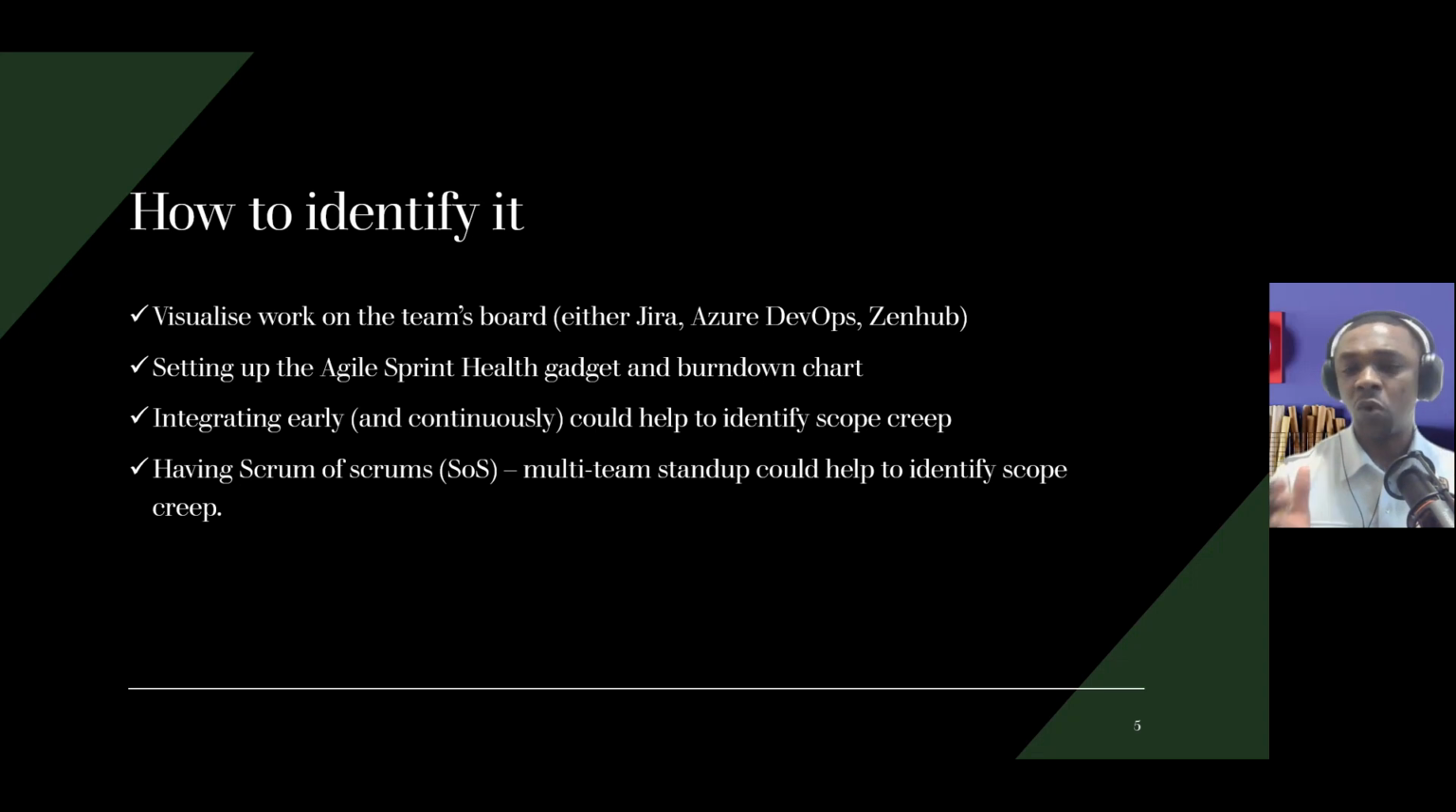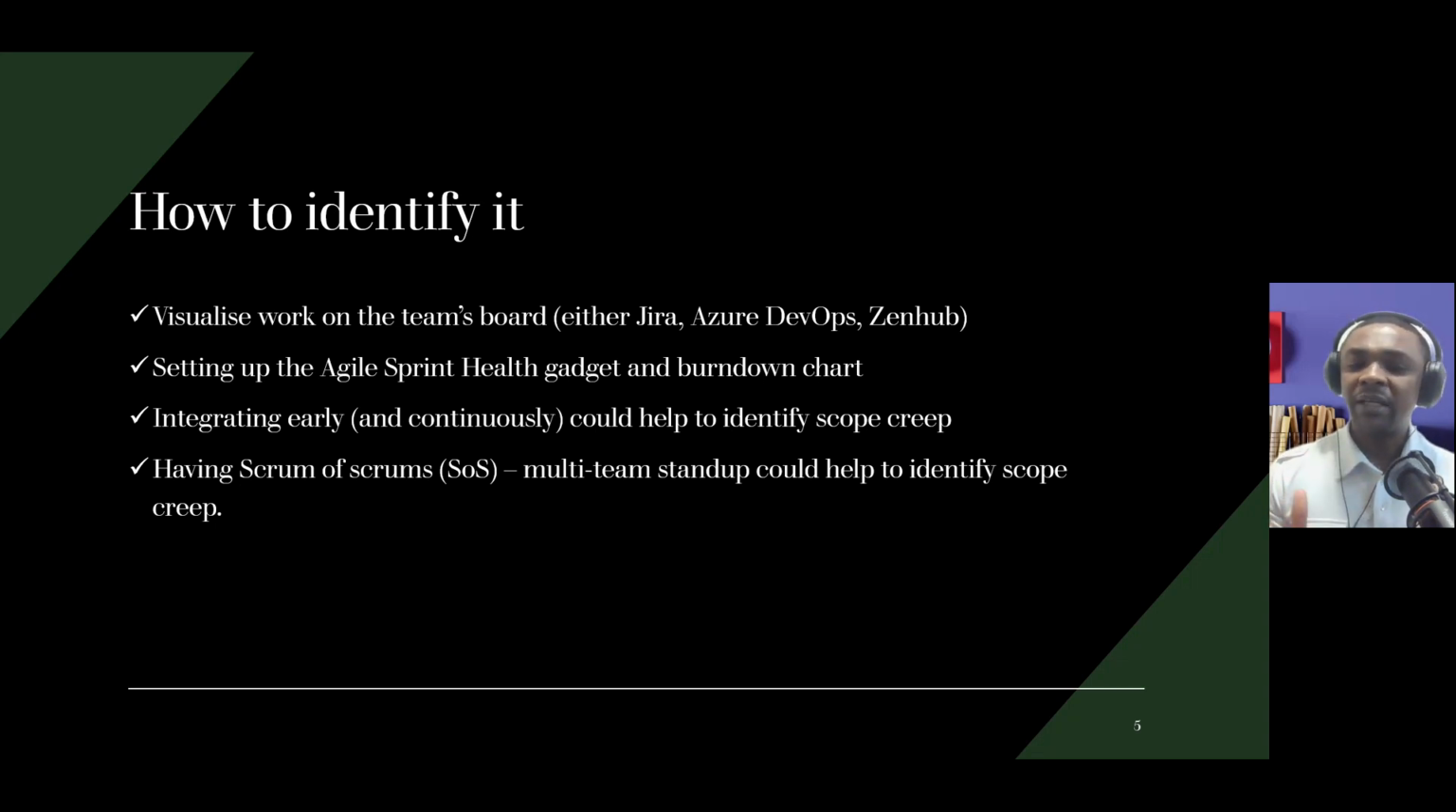The first is the sprint health gadget, and the other one is the burn down charts. The sprint health gadget could be an added feature in Jira. So if you are a Scrum Master or a potential Scrum Master hoping to get into Scrum, or when you start working as a Scrum Master, you can always ask for the assistance of the Jira administrator to help add that functionality to help you track and monitor scope creep.